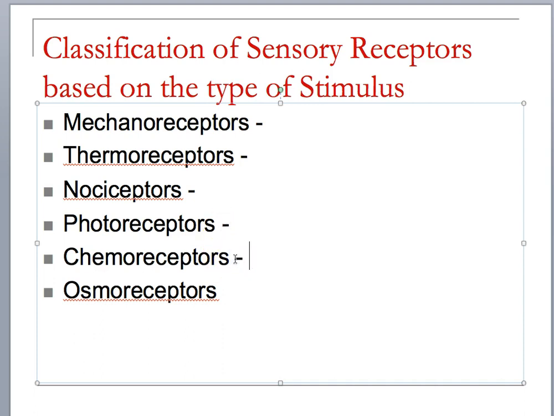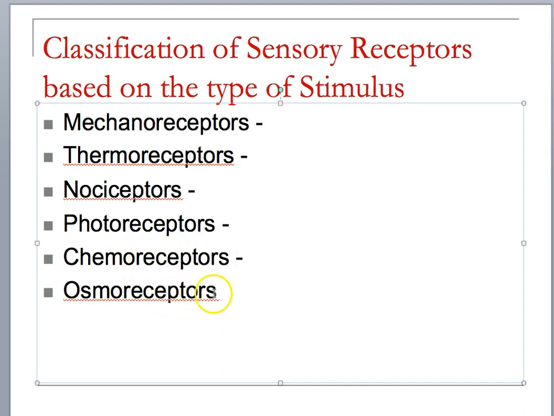Chemoreceptors literally just detect different chemicals. So you could imagine inside your nose you have chemoreceptors. On your tongue you have chemoreceptors. Food is nothing but a chemical. You may not think of it that way, but how does your body know if you have an acid or a base or a salt that's been placed on your tongue?